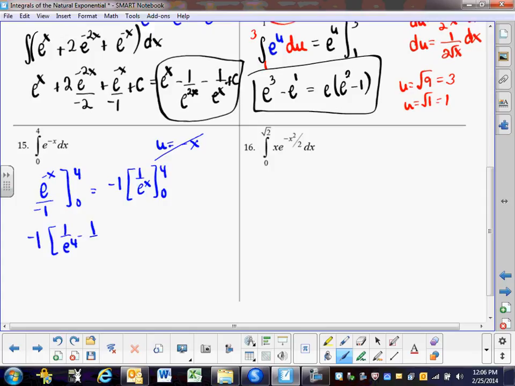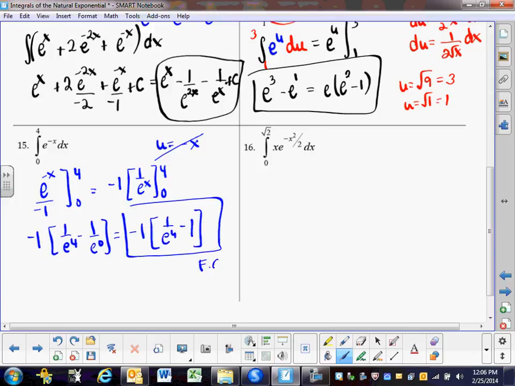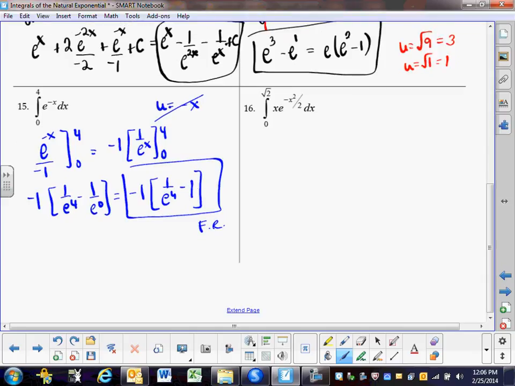So I'm going to rewrite this though as negative 1 and 1 over e to the x before I substitute in. So we have negative 1 over e to the 4th minus 1 over e to the 0, which on a free response can be negative 1 over e to the 4th minus 1, because we have to show that we know what e to the 0 is. On a multiple choice, they would distribute the negative and make positive 1 and negative 1 over e to the 4th.